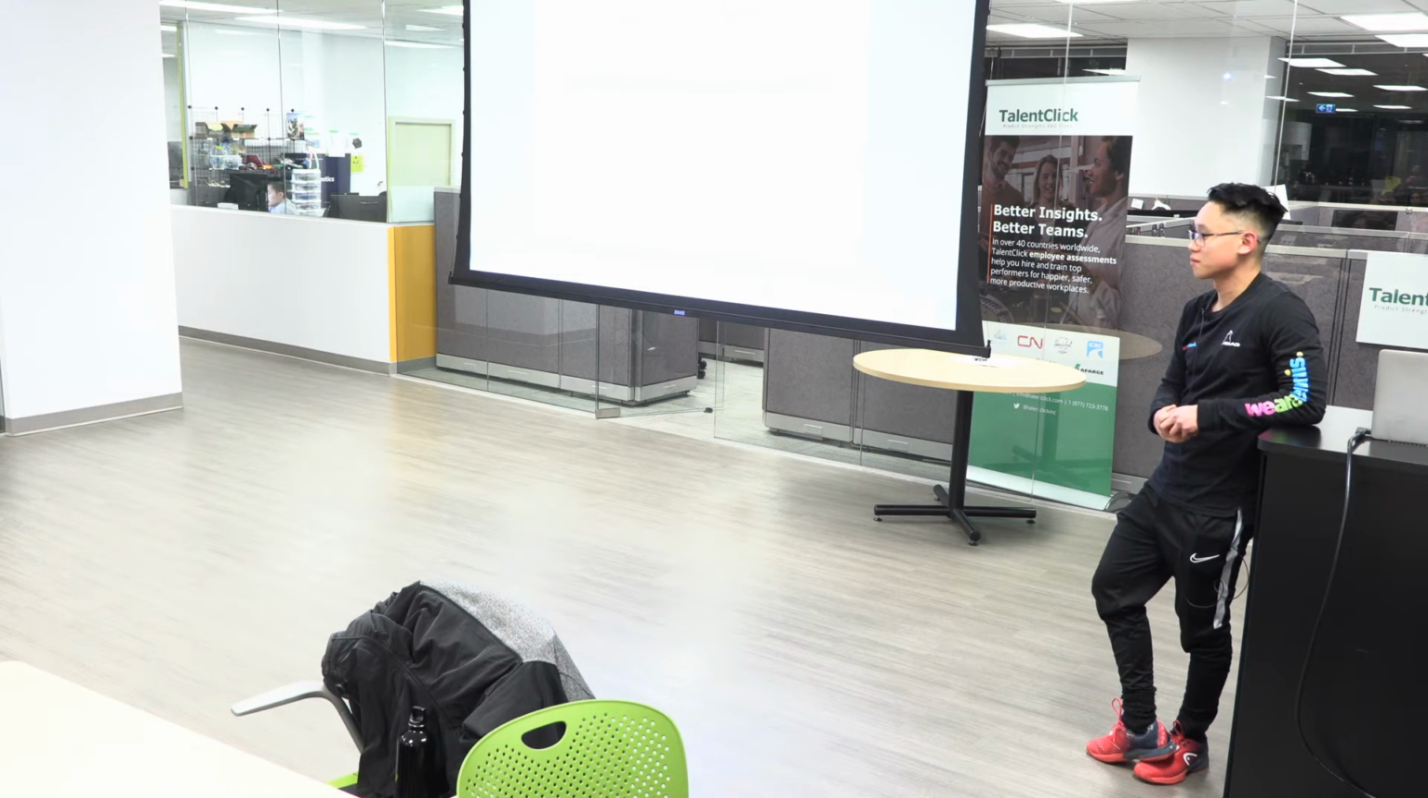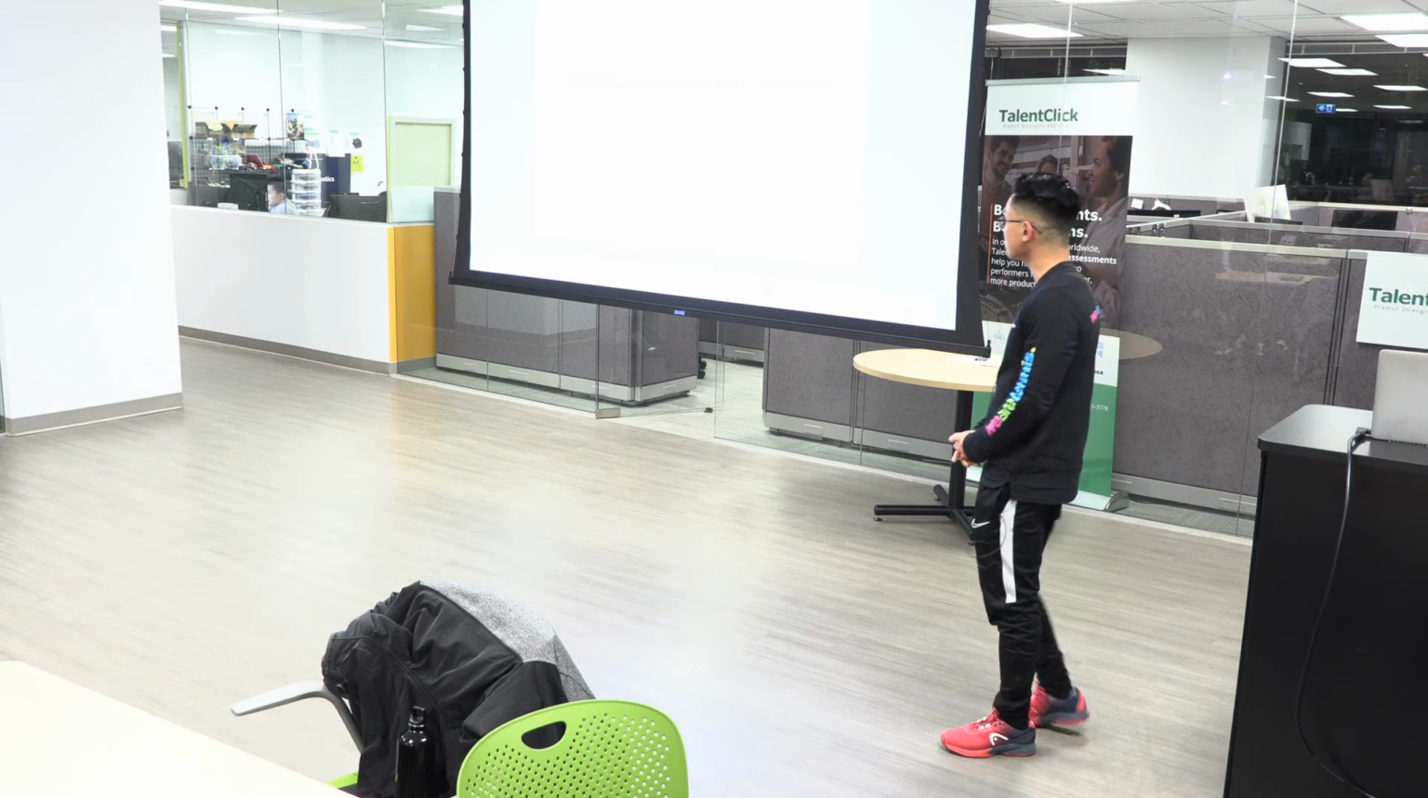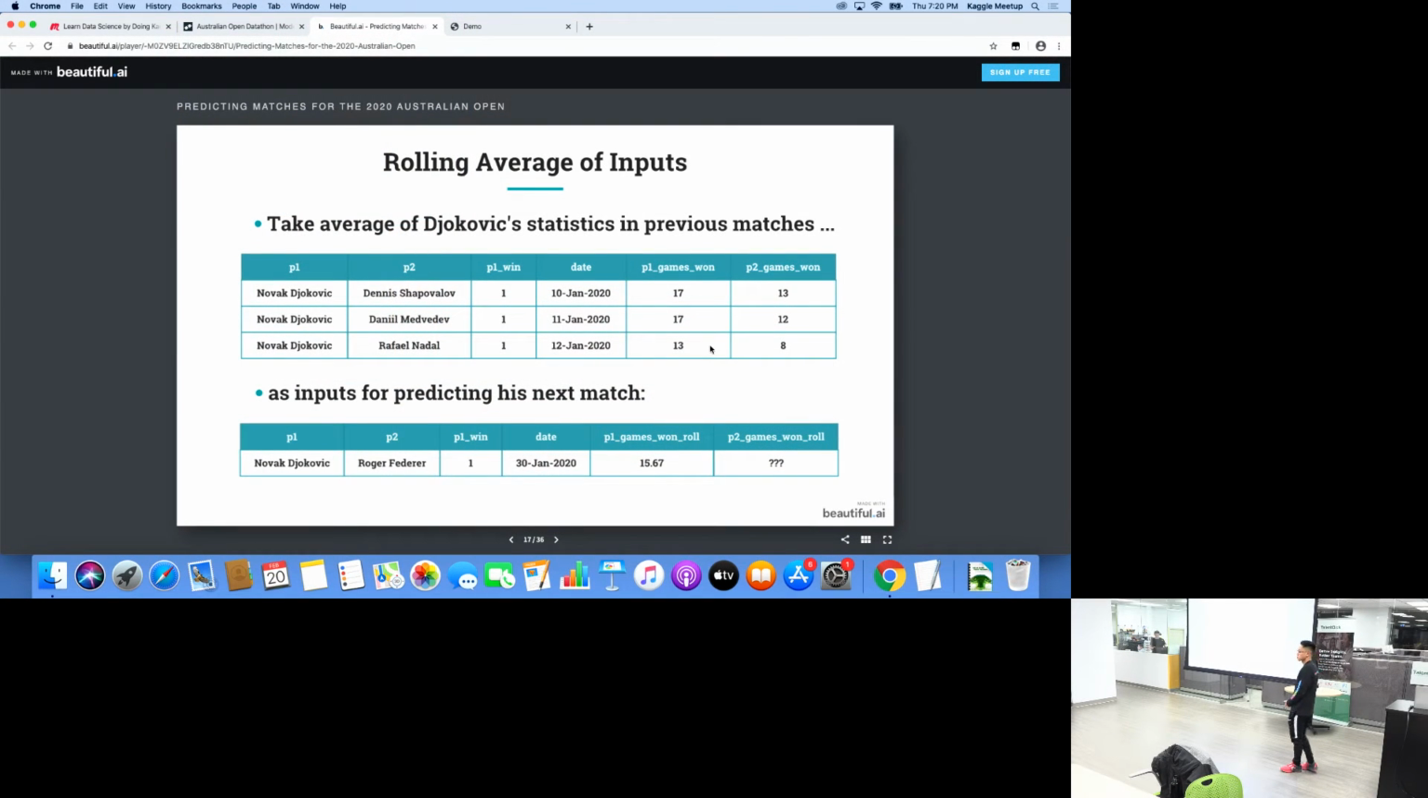About the match that you're predicting for the last row. When you're taking a rolling average, why didn't you take the rolling average of those two agents in consideration? Say, for player 1 and player 2, in this case Novak and Roger, they must have played games way before 30th January 2020, right? So why not take the average of those wins, who won in those matches, to predict the outcome of this match? Why take the average of Novak playing with Dennis, Daniel, and Rafael?